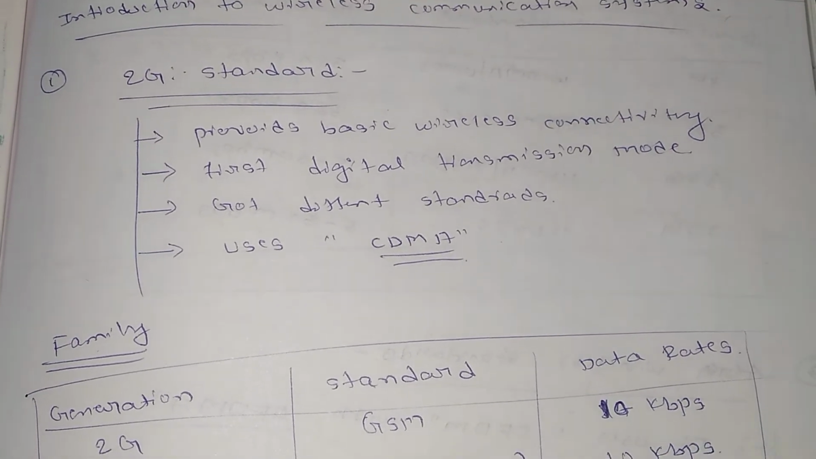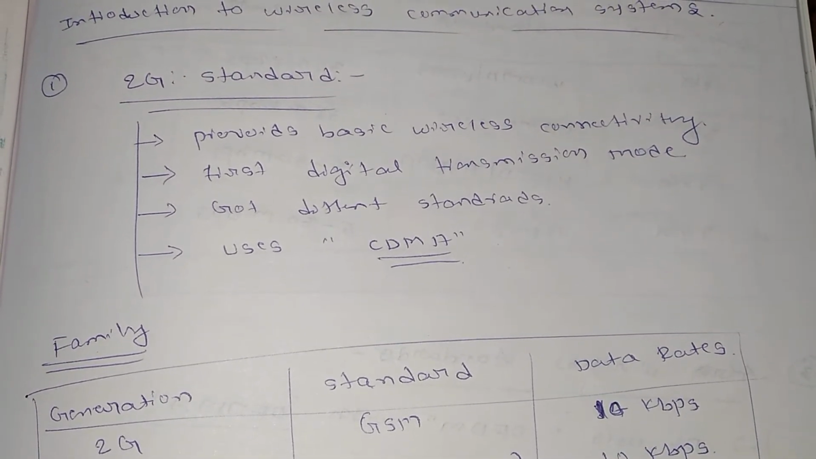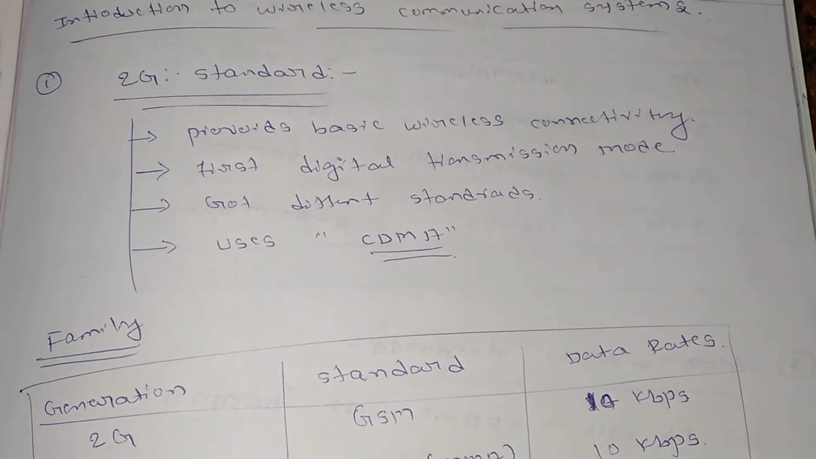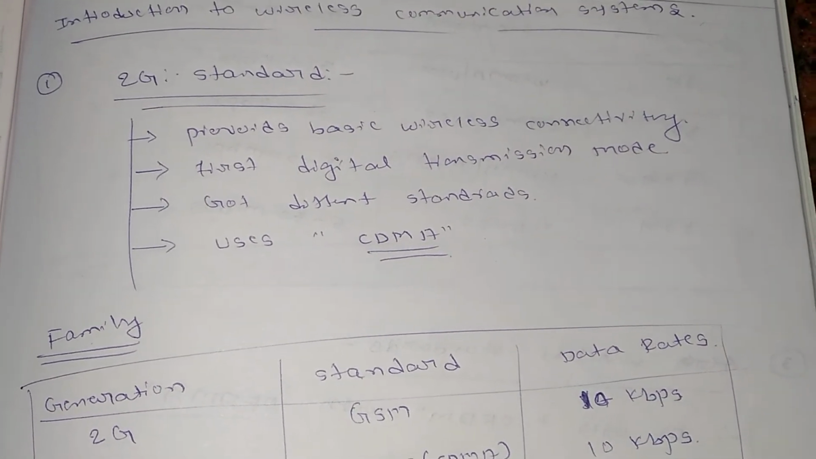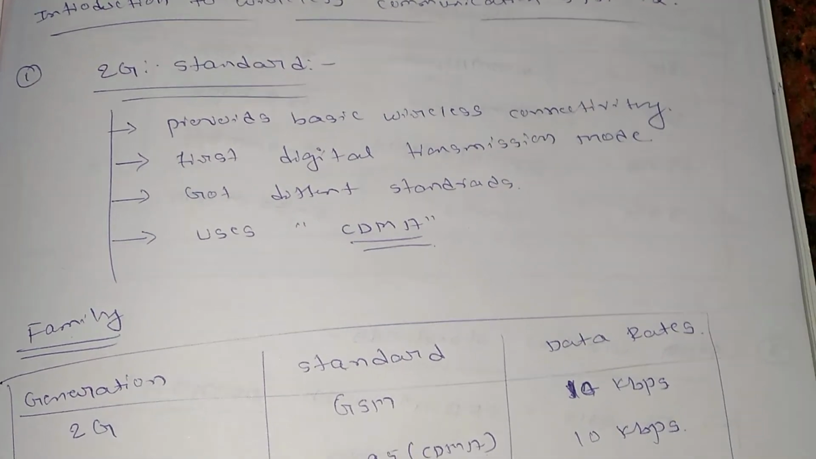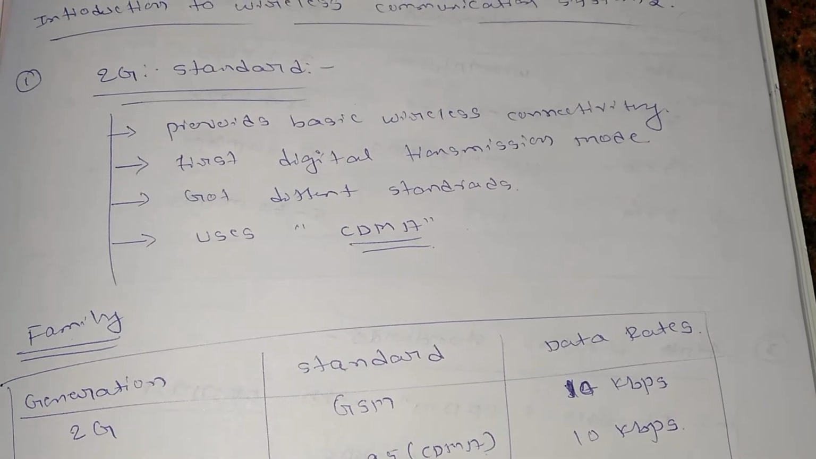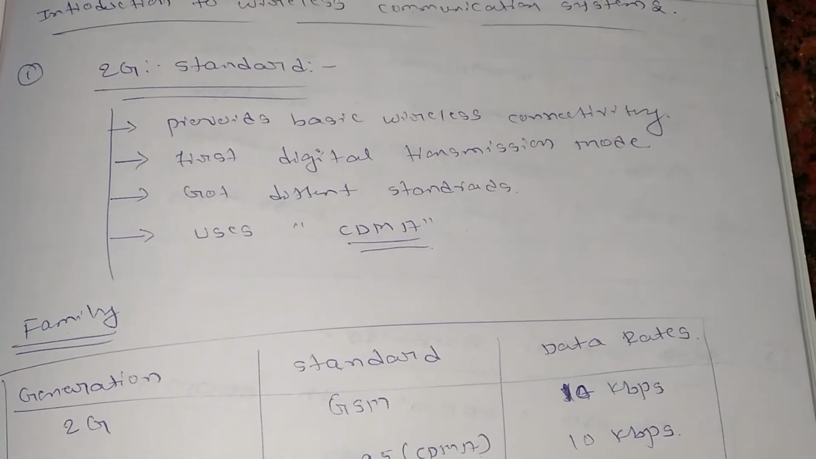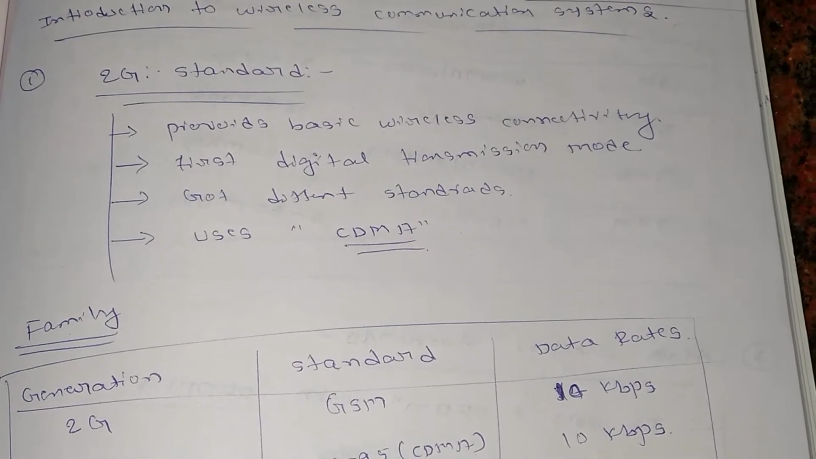So today I'm going to discuss the differences between 2G, 3G, and 4G. What is the main difference in terms of the technology used, the data rates, the generation standard, and the services they provide? Based on these main components, we will be differentiating 2G, 3G, and 4G.